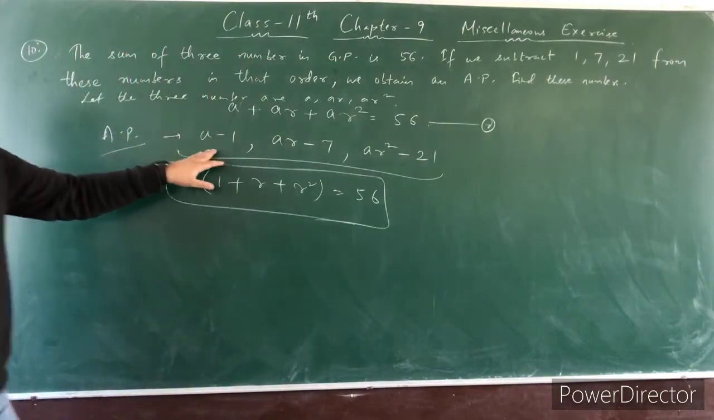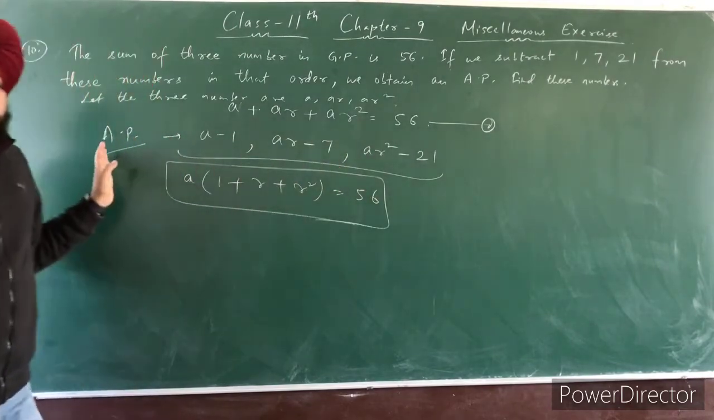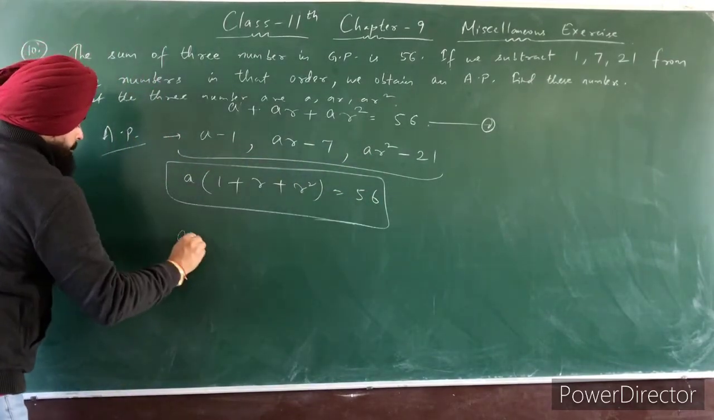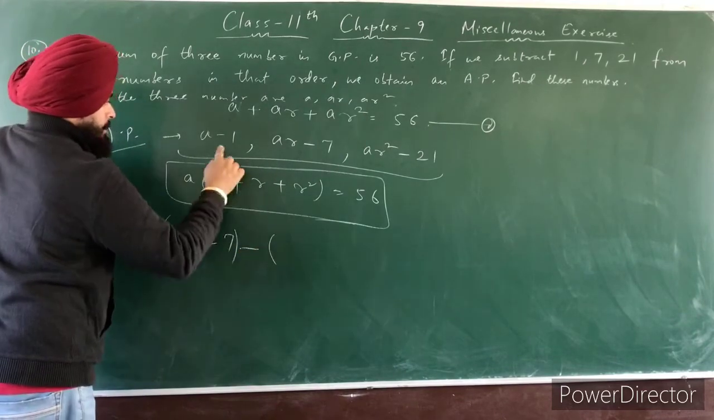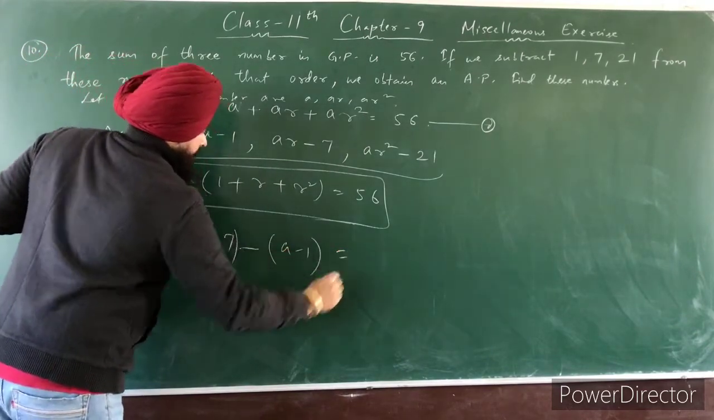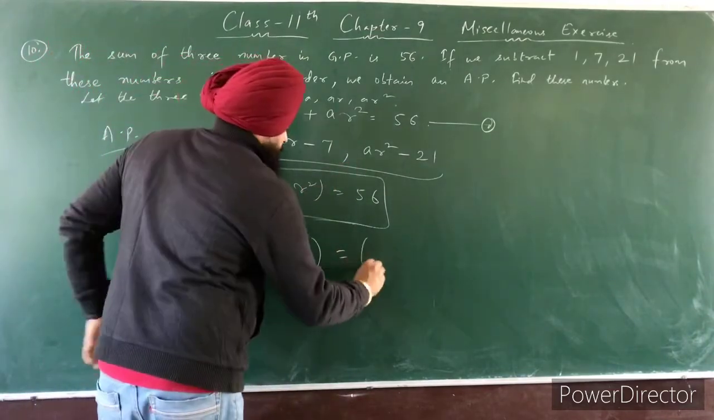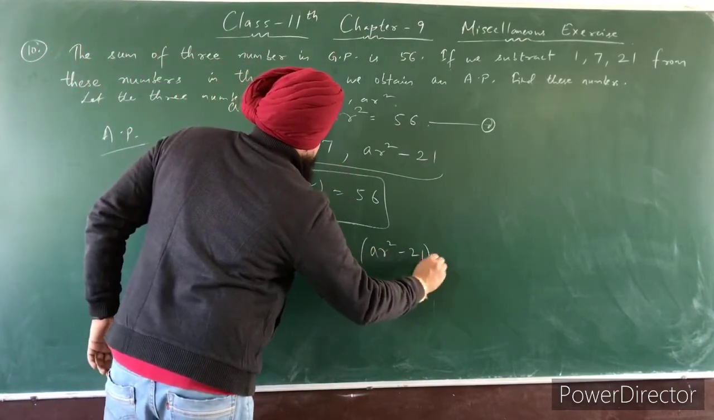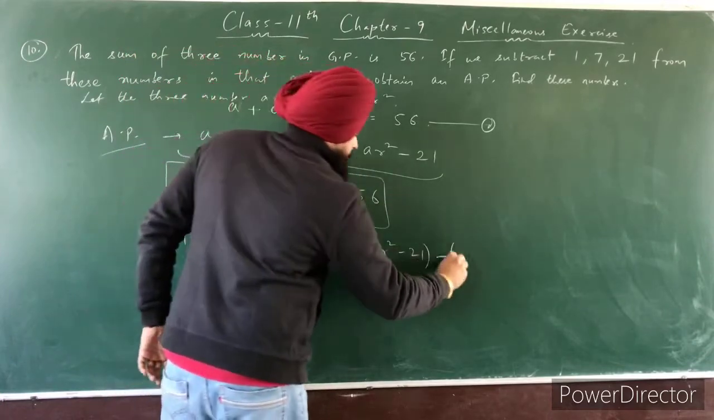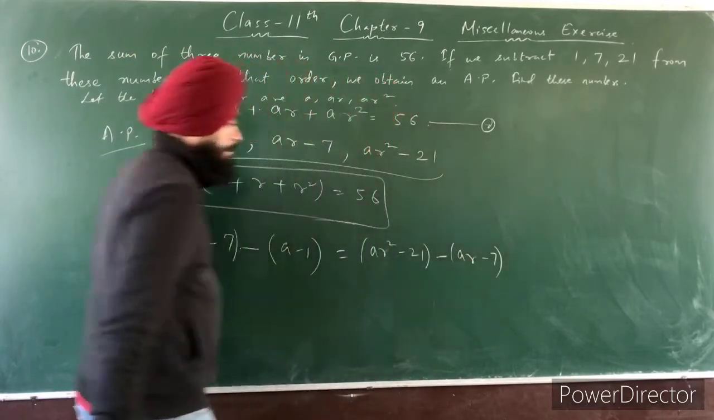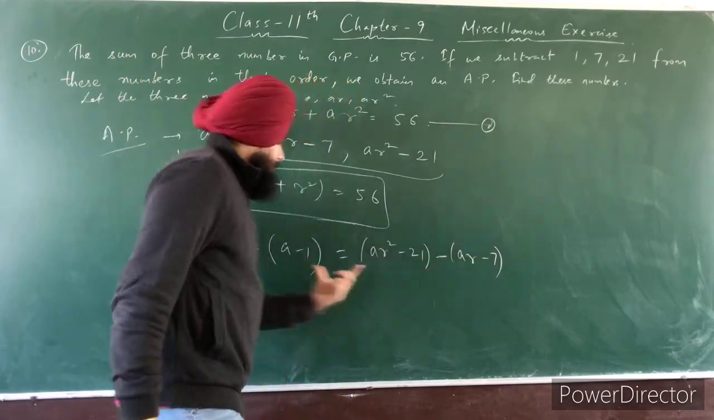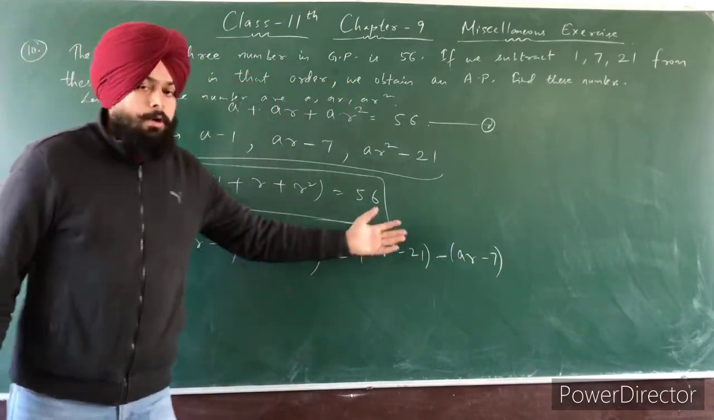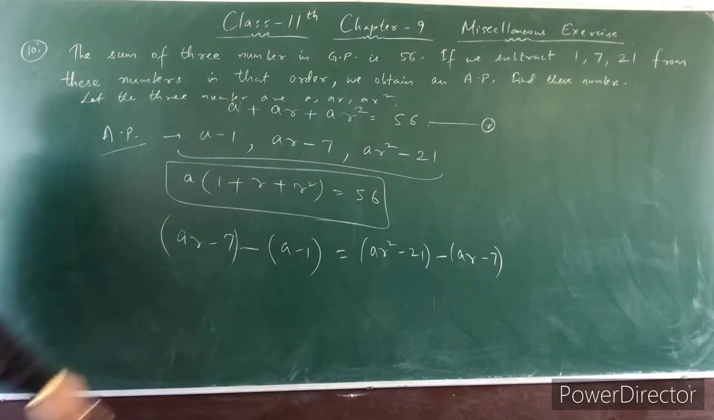Now, this condition is in AP series. So, second term minus first term is equal to third term minus second term. Second term minus first term, third term minus second term. They are equal because they both are the common difference of this AP series.